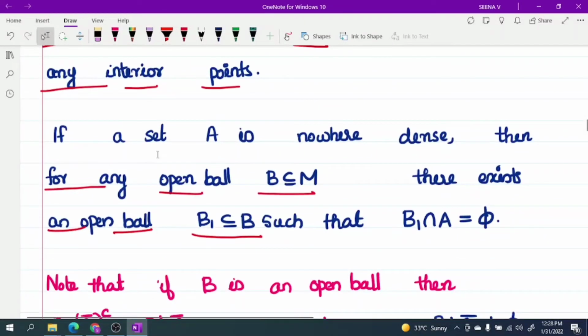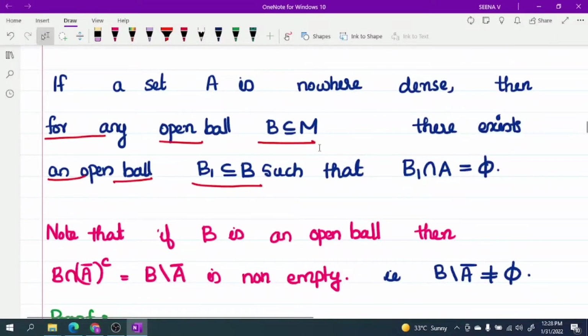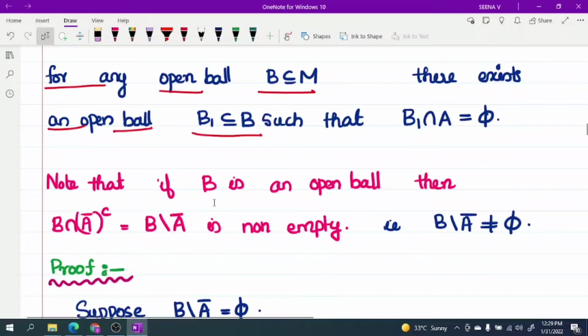Now we are moving to this result. Now, what is the result? If A is nowhere dense, then for any open ball B, there exists an open ball B1 such that B1 intersection A equal to empty. Then there exists an open ball B which does not contain any points of A. Note if B is an open ball, then what is B intersection A closure complement, which is equal to B minus A closure? This is non-empty.